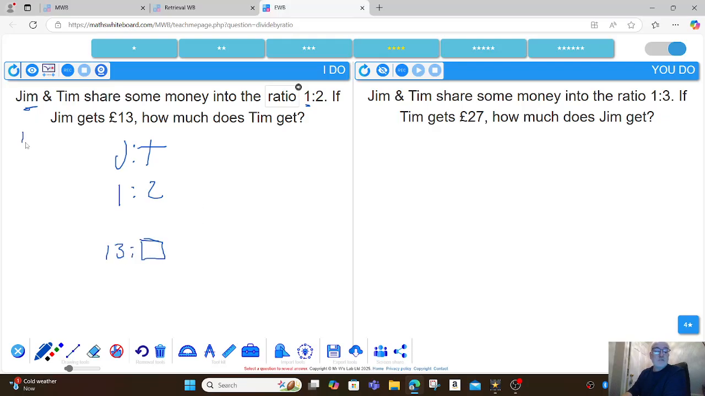Now we don't know what the original amount was. So I can't add the parts and divide the total by the number of parts. So we've just got to look at the ratio that we've got here in the sense of how do I get from 1 to 13, and I'm just going to times that by 13. So because my multiplication factor is 13, I can do the same thing on the next one. 2 times 13 is going to give me 26. So Tim gets £26.